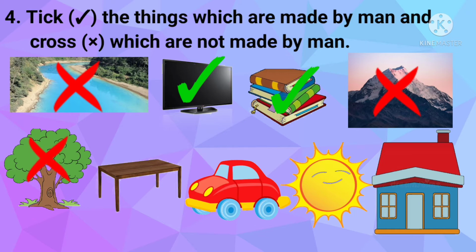Table. Yes, it's made by man. Car is also made by man. Next, sun. No, it's not made by man. But house is made by man.